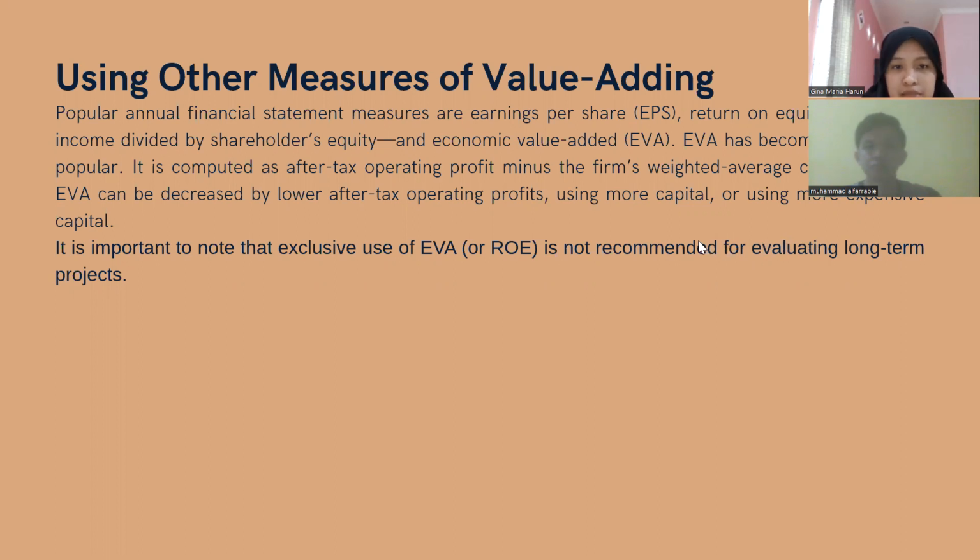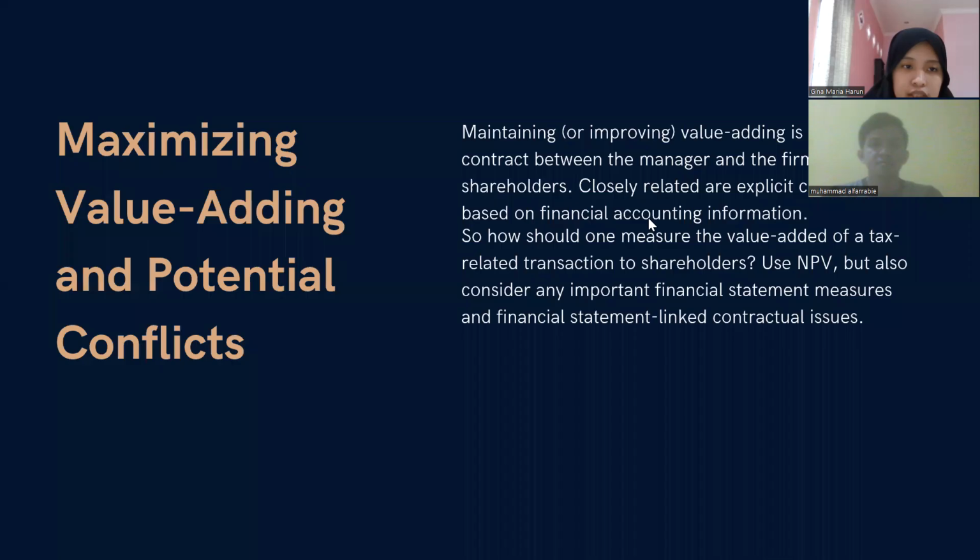Popular annual financial statement measures are the earnings per share EPS, return on equity ROE, net income divided by the shareholders' equity, and economic value added EVA. EVA has become increasingly popular. It is computed as after-tax operating profit minus the firm's weighted average cost of capital. EVA can be decreased by lower after-tax operating profits, using more capital or using more expensive capital. It is important to note that exclusive use of EVA or ROE is not recommended for evaluating long-term projects.